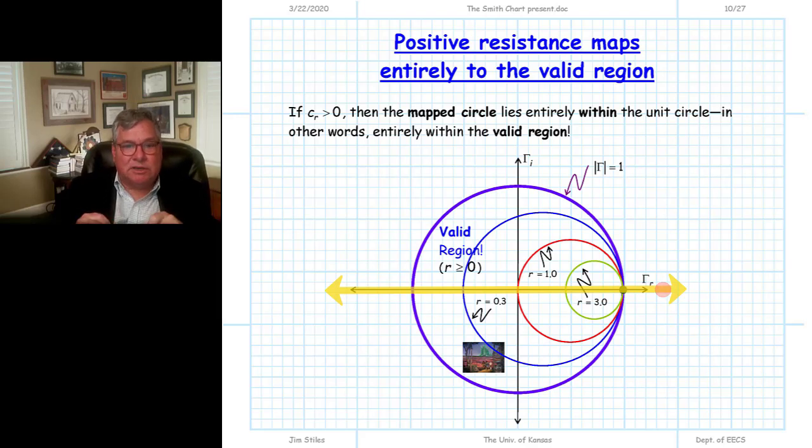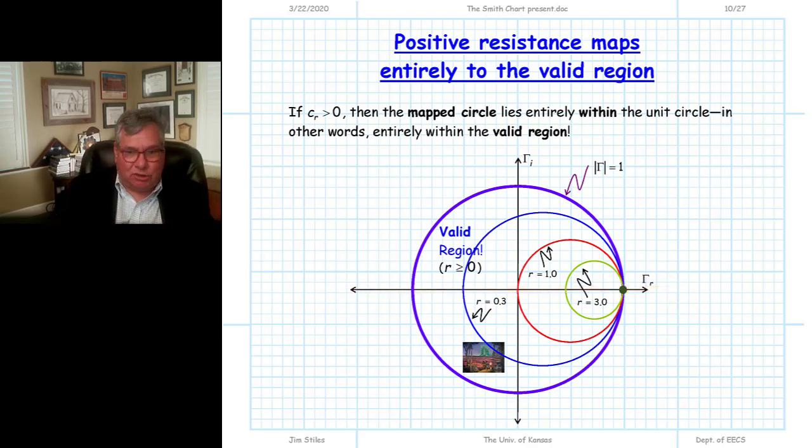In the case where CR is greater than or equal to 0, we find that those centers of the circles are limited to just a small segment of that contour from the origin all the way out to the open circuit point of gamma equal to 1 plus j0.